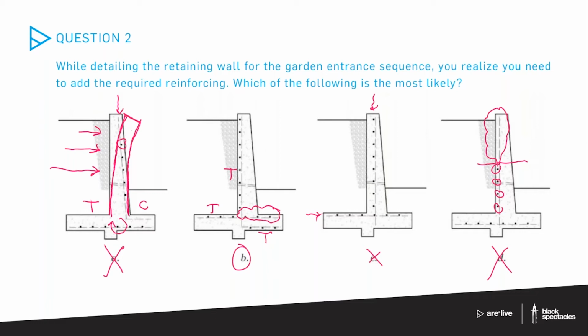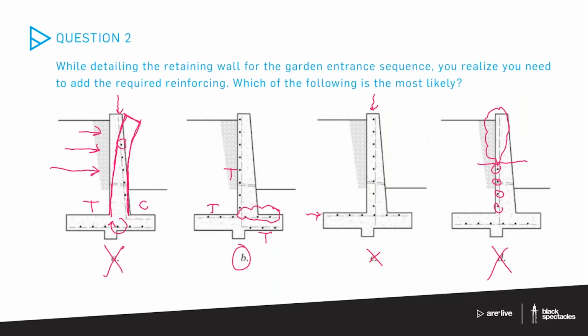So obviously here, if we look at it, we have all of our reinforcing in tension. We just have that additional reinforcement there on the compression side just for ease of construction. So B in this case is going to be the most likely reinforcement.